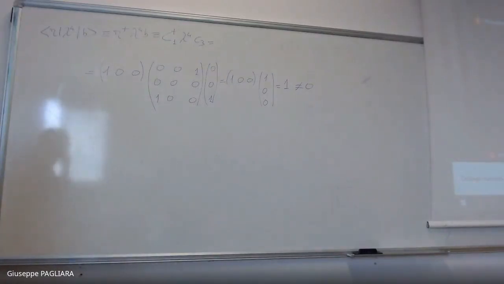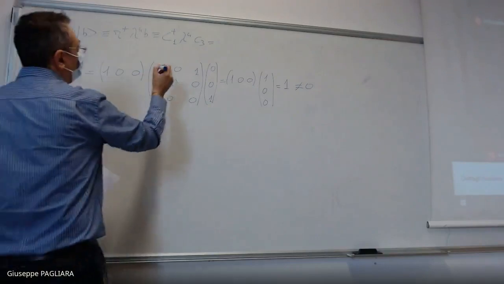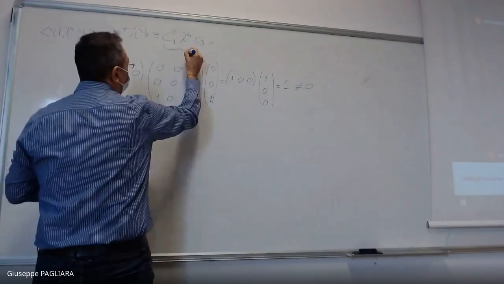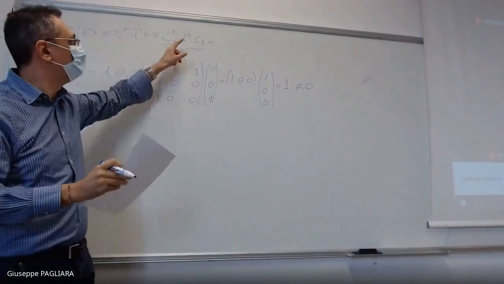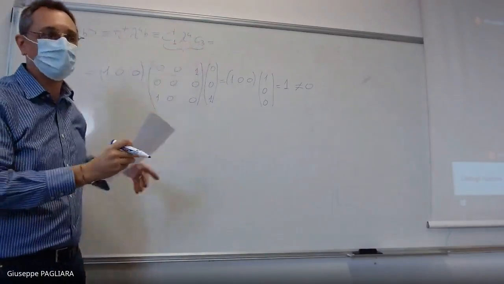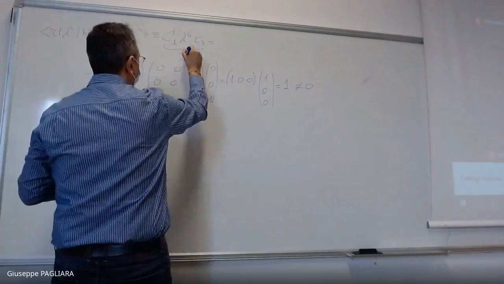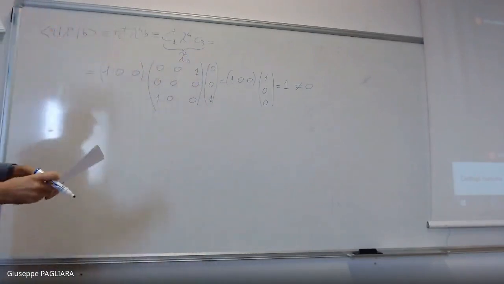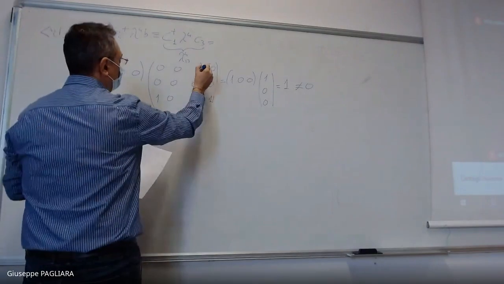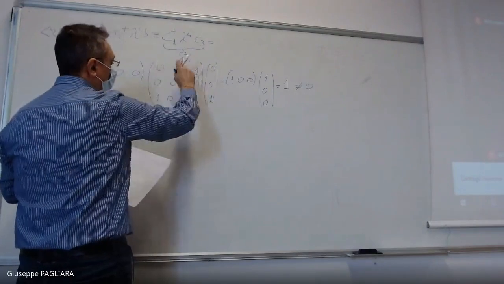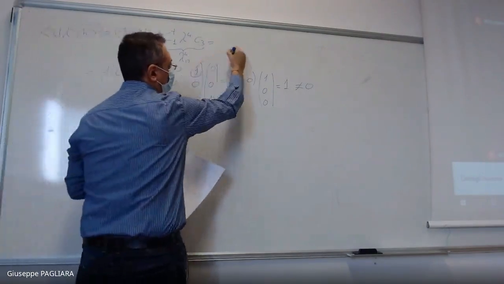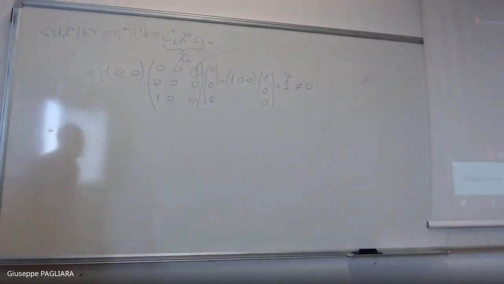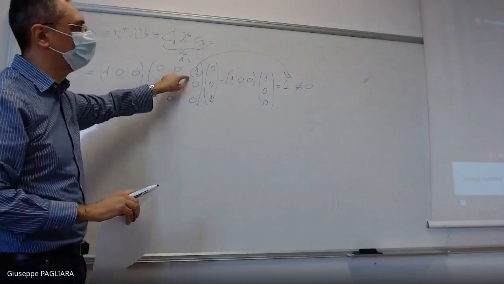Now, as I was telling you before, this guy here is nothing else than the 1,3 matrix element of gamma 4. So this is the gamma 4 1,3. And so this is indeed this guy here, 1,3. And in fact, it's not by chance that we got 1. It is indeed this matrix element.